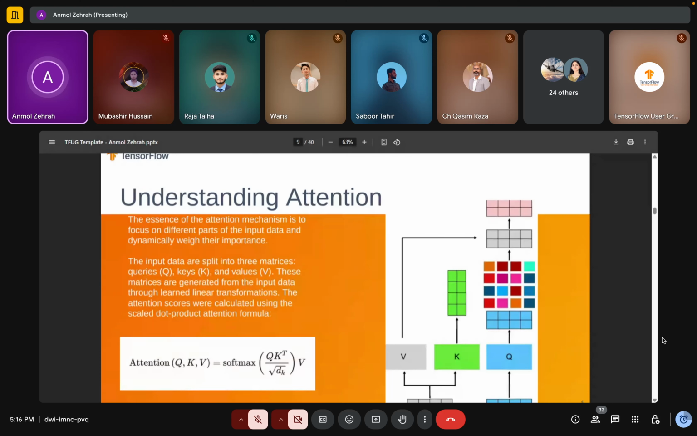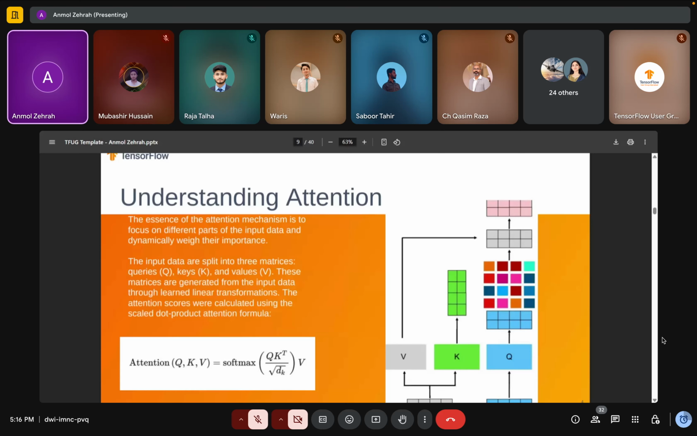And then we calculate scores. Now each score is basically telling us how much attention to pay to a particular patch of the image. If I put it in very simple terms, it's like, how much should I care about this other patch when understanding this one? Basically between two different patches, how related are they, or how important are they for each other?